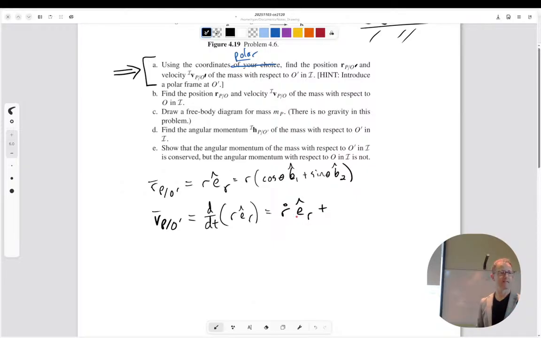If we define E_R as cosine theta B1 plus sine theta B2, we can take the derivative of that as well. So we can take the derivative of that, and what we end up with is r theta dot E theta, 90 degrees to E_R.